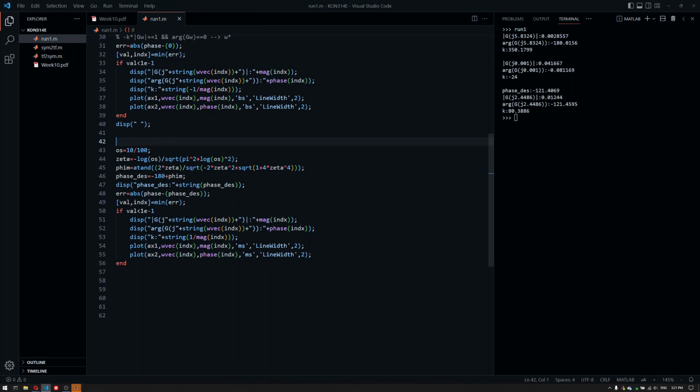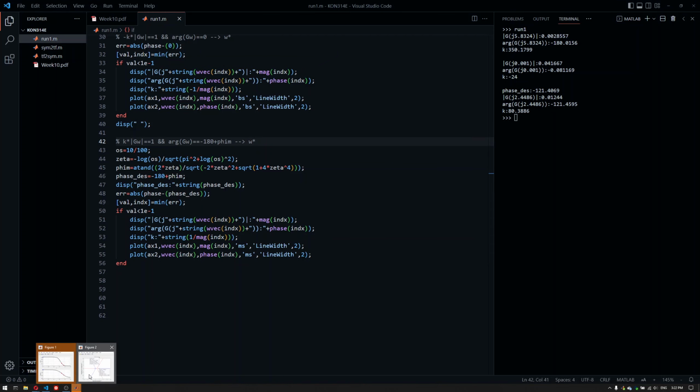Let's paste it in here. The only difference is the phase margin, so phi m. We're just shifting the angle condition a little bit, and that's basically it. We're not interested in anything else. I'm just directly picking it from here.